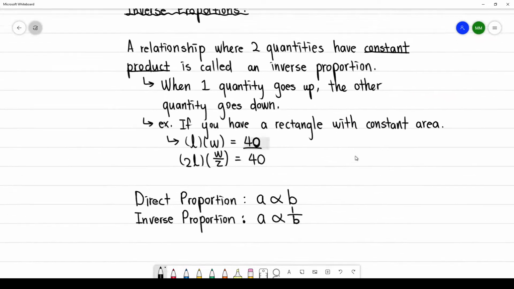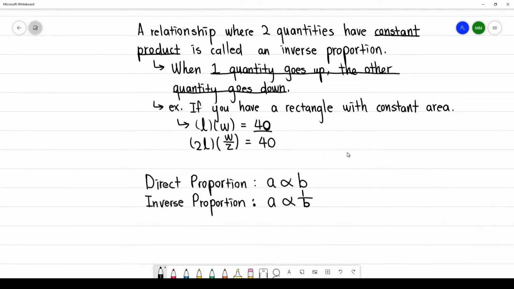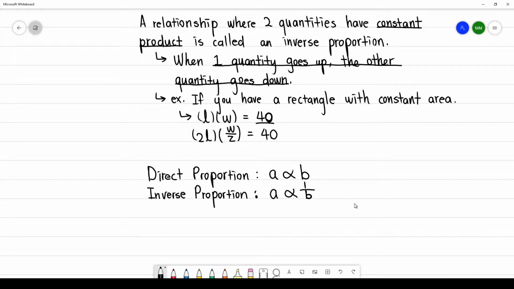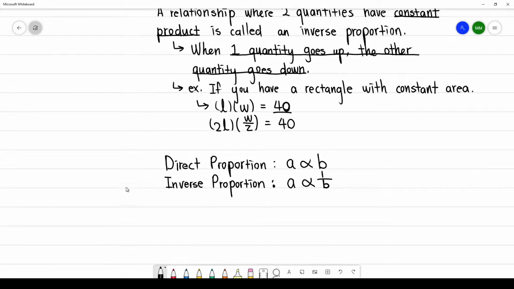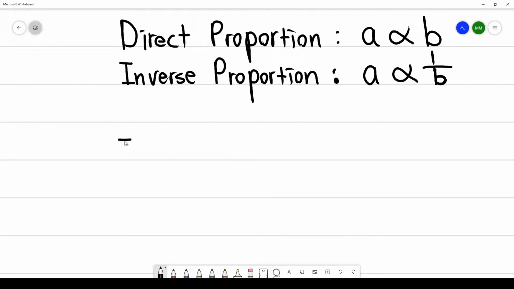Any questions so far about inverse proportion? This is kind of the definition. So the two things that you keep note of are the constant product, and that when one quantity goes up, the other quantity goes down. Those are the two key properties of inverse proportions. Maybe let me give you some examples of inverse proportions to give you a better understanding of what it is.